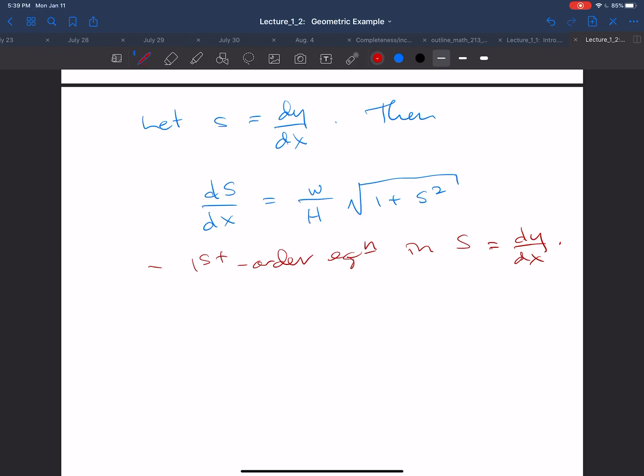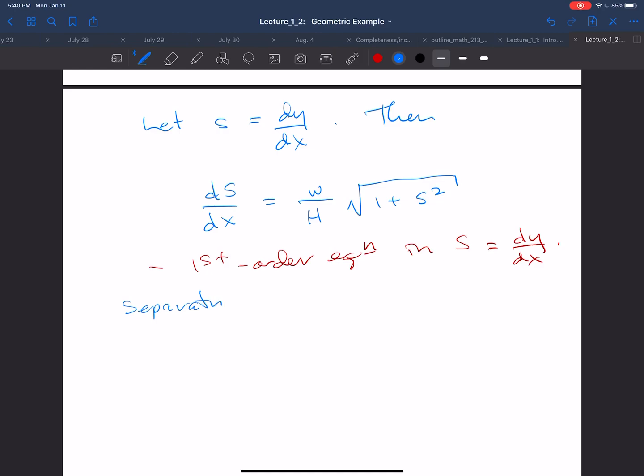But in this case, what we're going to do is go ahead and solve this first order equation, and then we'll know what dy by dx is. And then it should be a simple matter to find y in terms of x. Okay. So, once again, we can separate variables here. So we'll get ds over the square root of 1 plus s squared equals little w over H times dx.